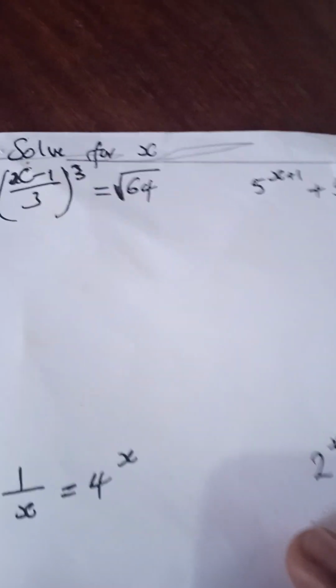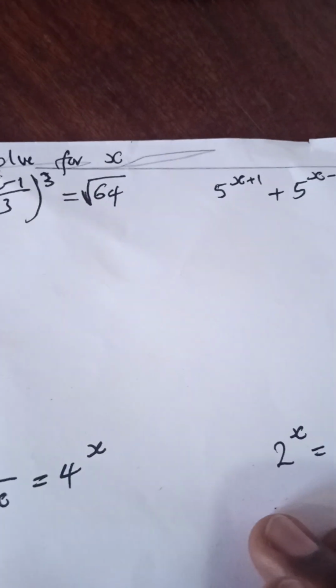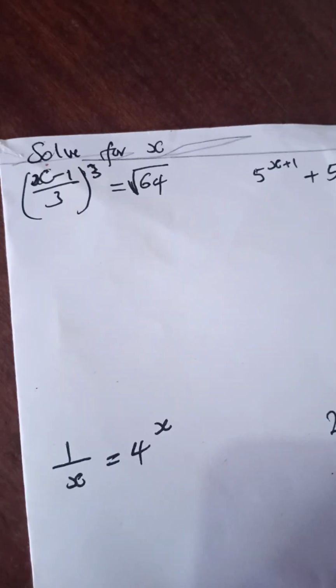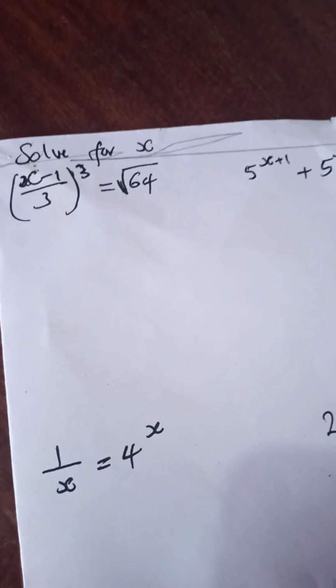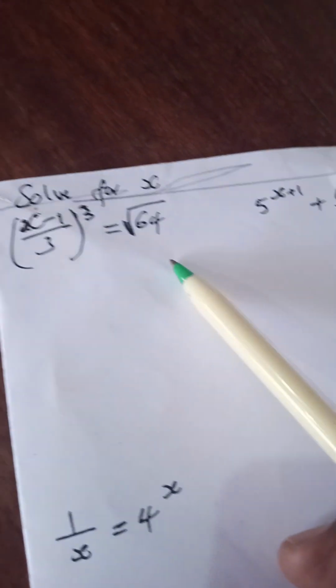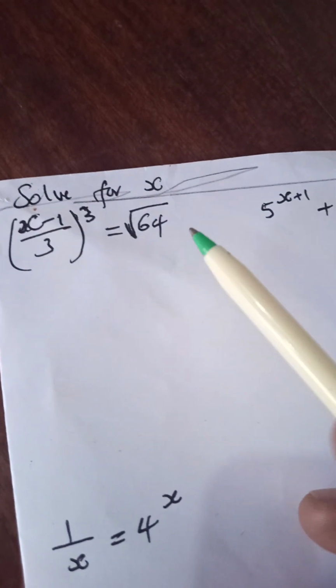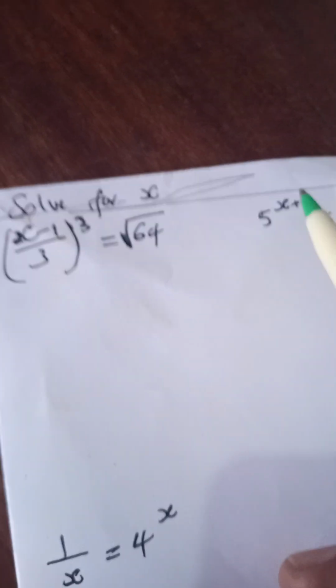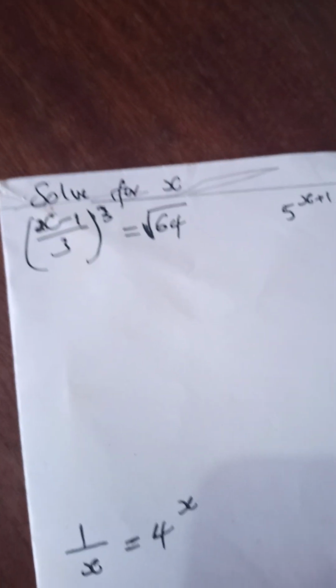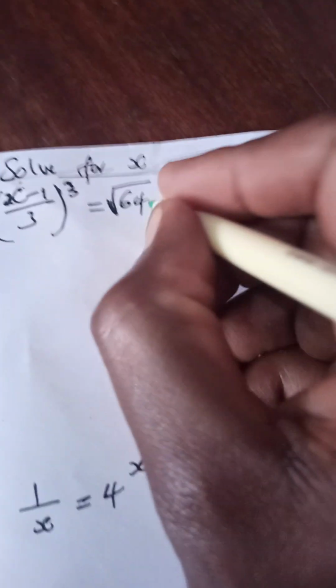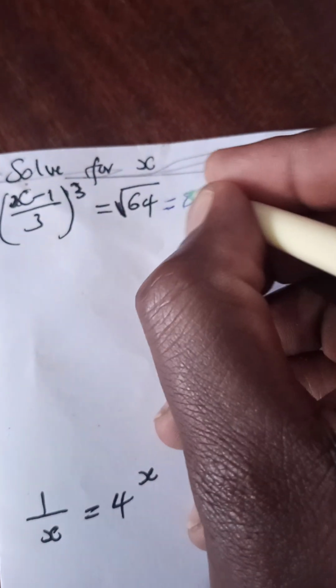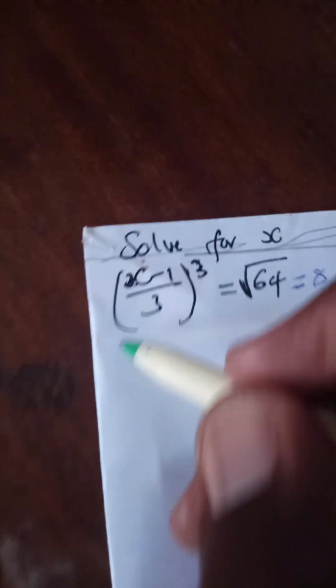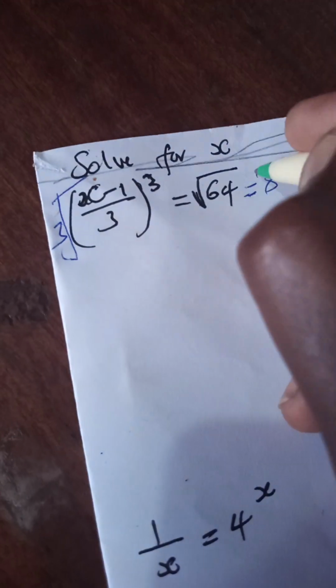So we have the first one: (x minus 1 over 3) cubed is equal to the square root of 64. So this one, remember to do away with this cube, you have to find the cube root. So you are going to find the cube root of both sides. Square root of 64 is equal to 8, by the way. So now we're going to look for the cube root of both sides.